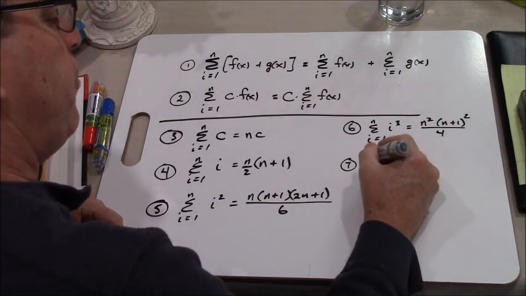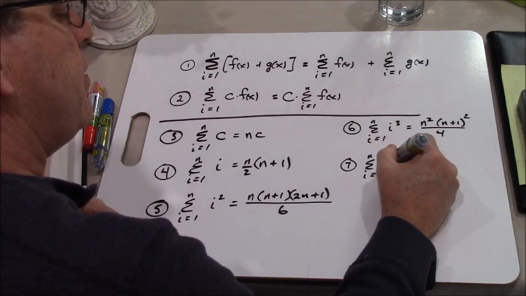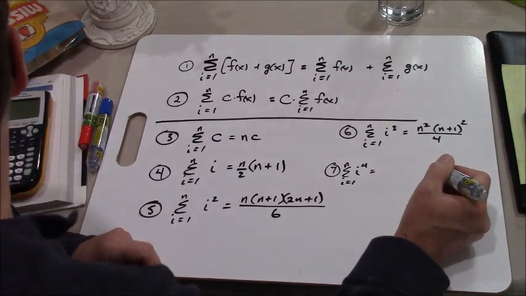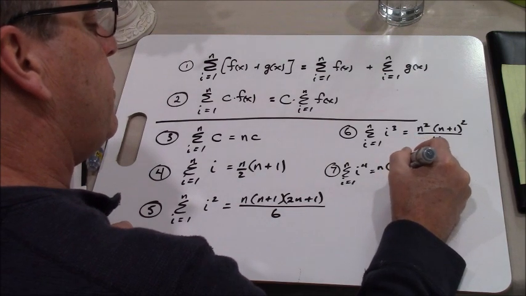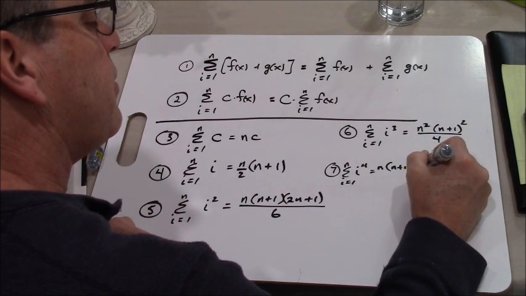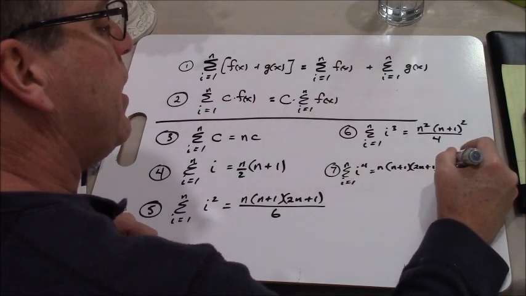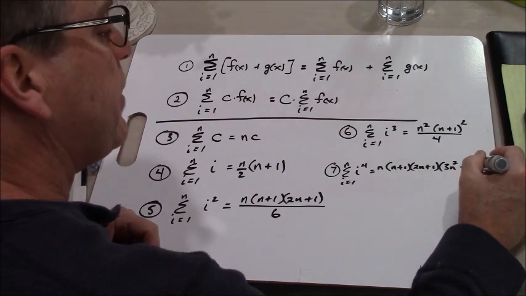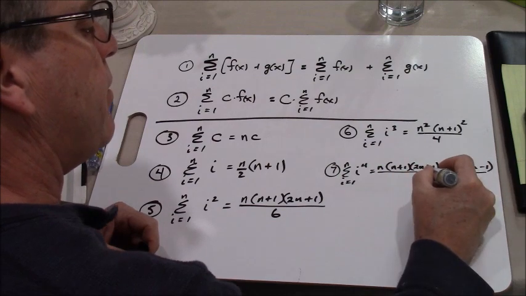If I go for i to the 4th, the summation for i equals 1 to n of i to the 4th, this is where they start to get a little messy. The answer for this is n times n plus 1 times 2n plus 1 times 3n squared plus 3n minus 1, and divide that whole thing by 30.